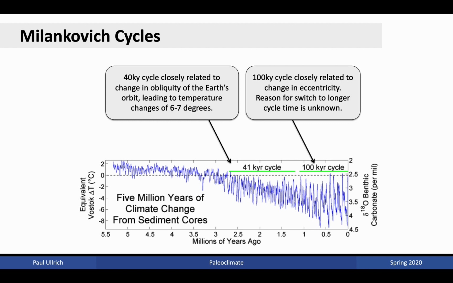More recently, over the past million years or so, this 100,000 year cycle was related to changes in eccentricity. However, the reason for the switch from a dependence on obliquity to a dependence on eccentricity is not well known.